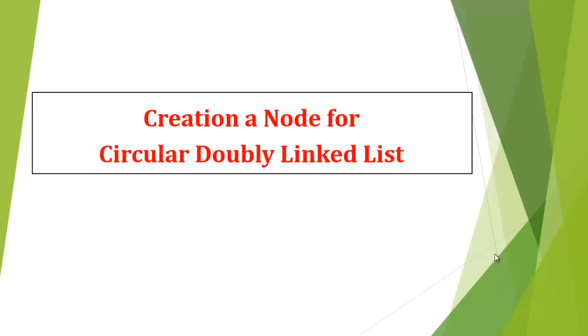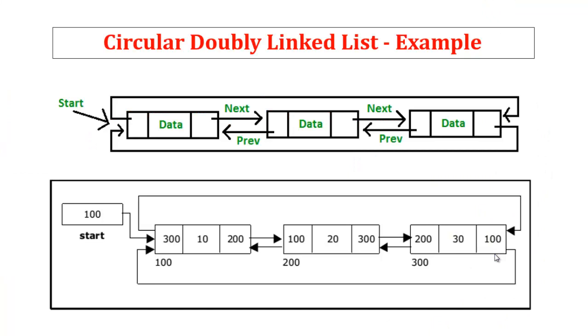First one is creating a node for a circular doubly linked list. How are we able to create a new node? We already have to know about a new node. Initially it has three fields. One is the previous field, then data, which is our information. It may be an integer, character, anything else. The third field is the next field. This we call creating a new node. This is an example. Already saw that.